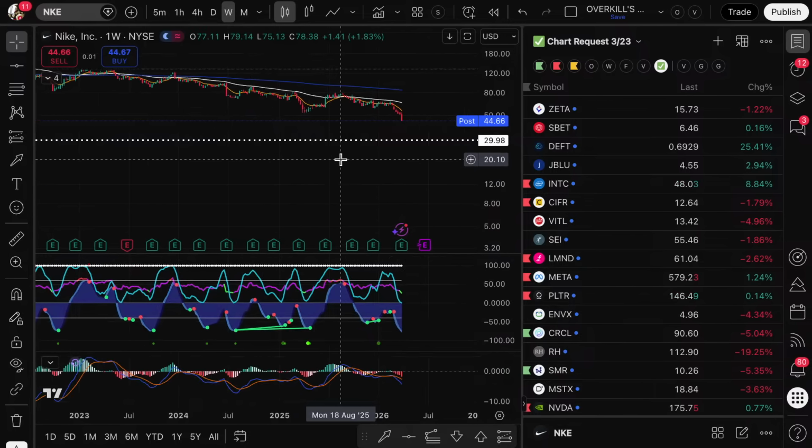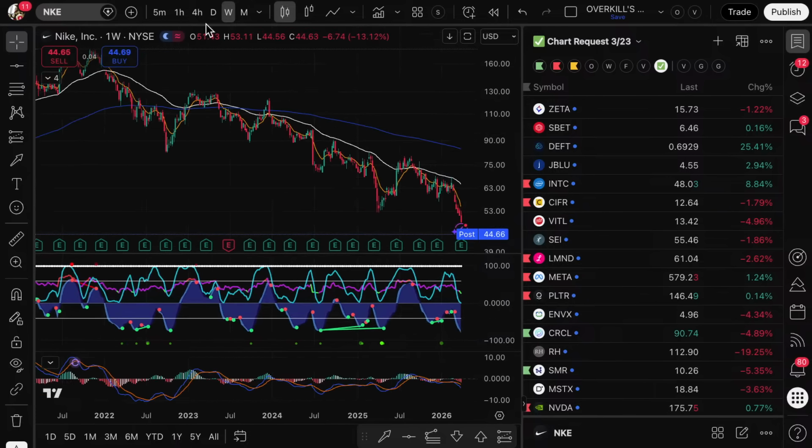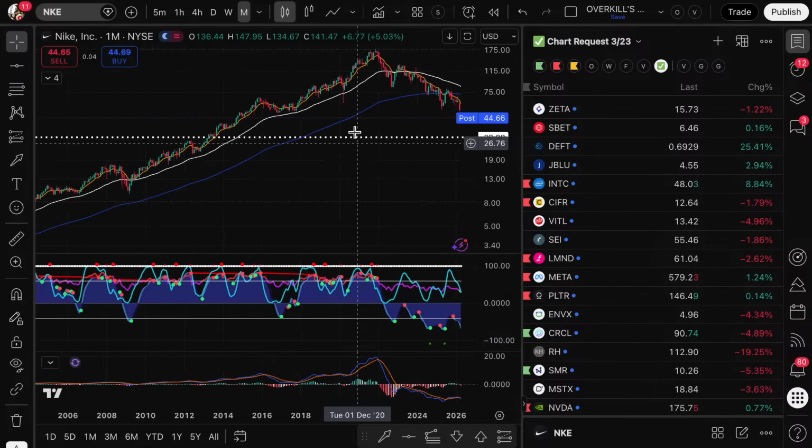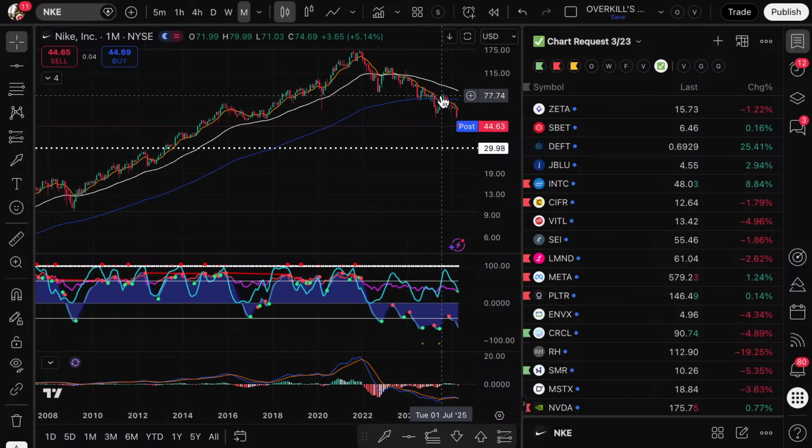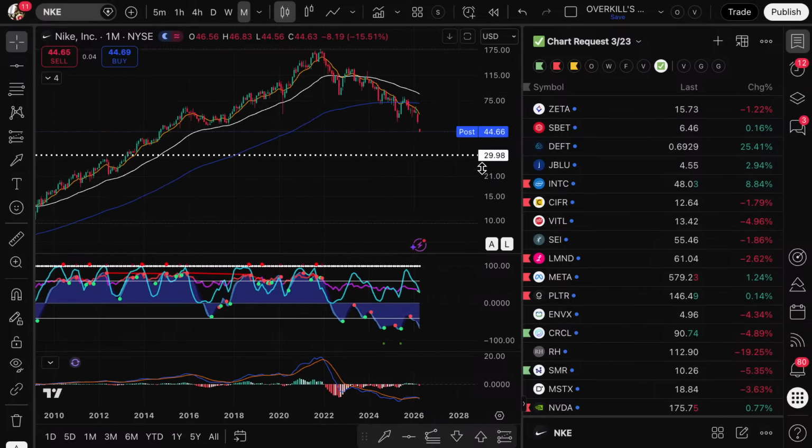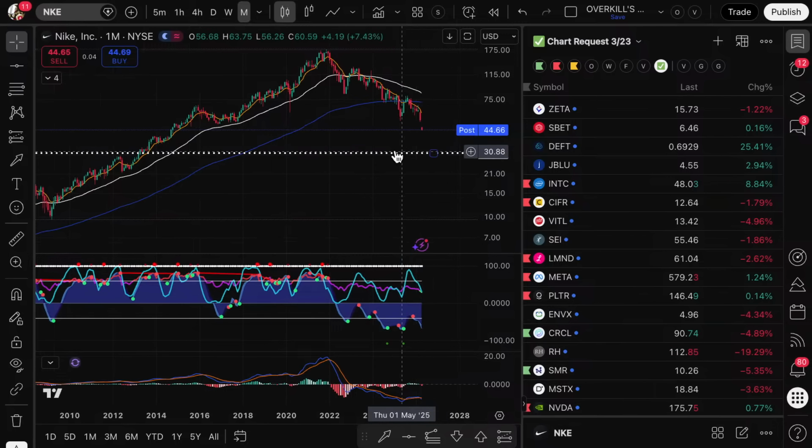Okay, but this thing is in free fall. It is a falling knife. Okay, I don't know where this is going to bottom. I mean, all the technicals are broken here. So I think it's still pretty expensive. $40. I mean, this is the cheapest it's been since back here in 2014. So that's a 12-year low for Nike right now. Lowest price in 12 years.